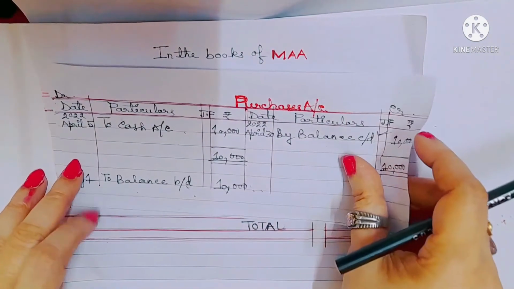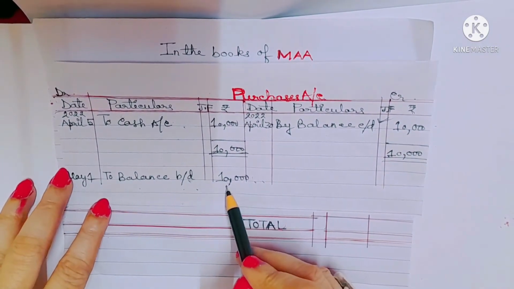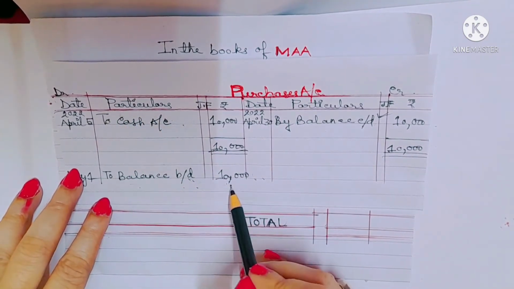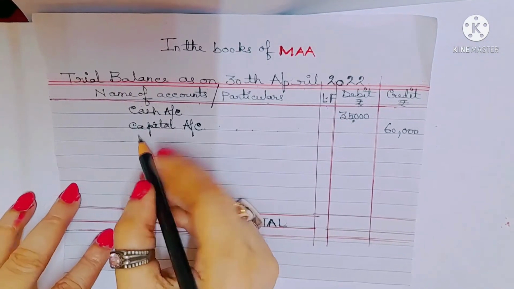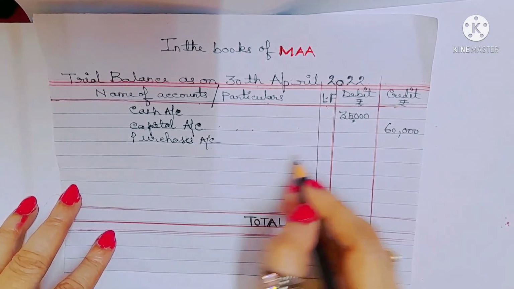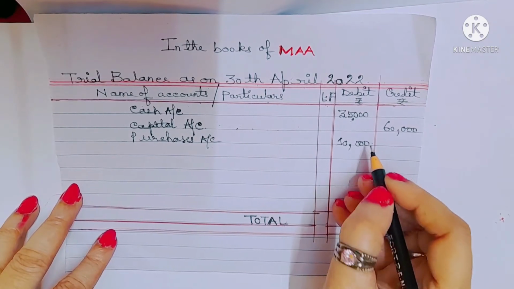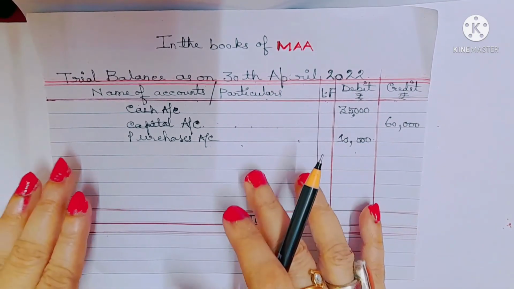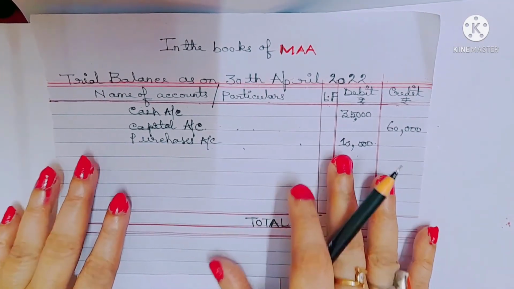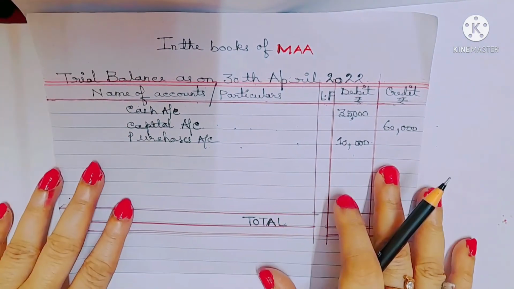Purchases account. Purchases account is a debit balance since to balance b/d is beneath the debit side total, 10,000. So let's do it. Purchases account 10,000. Since purchases account is a debit balance, the amount will appear in the debit column. If it is a debit balance, it comes in the debit column; if it is a credit balance, it goes in the credit column. Understood? Now let's see the next account.